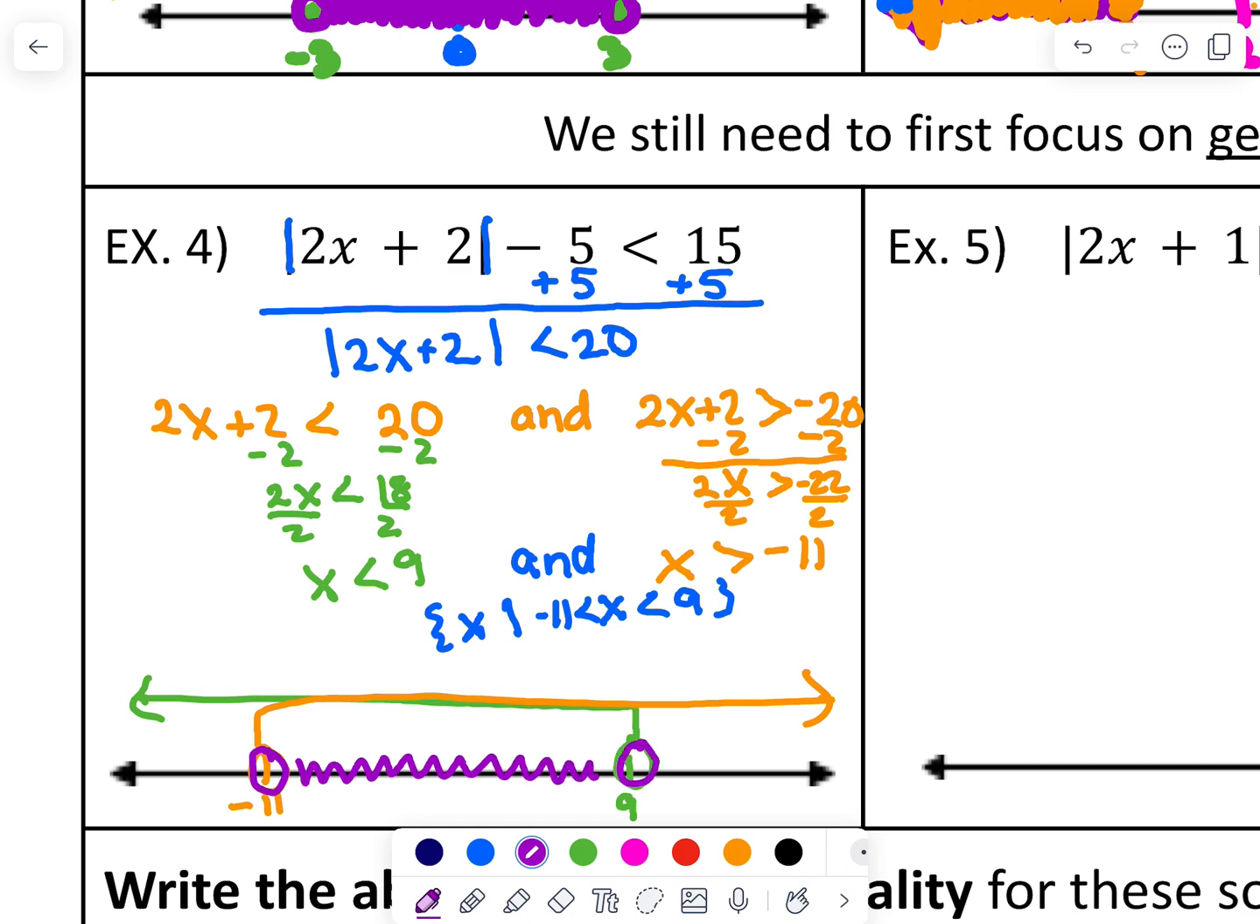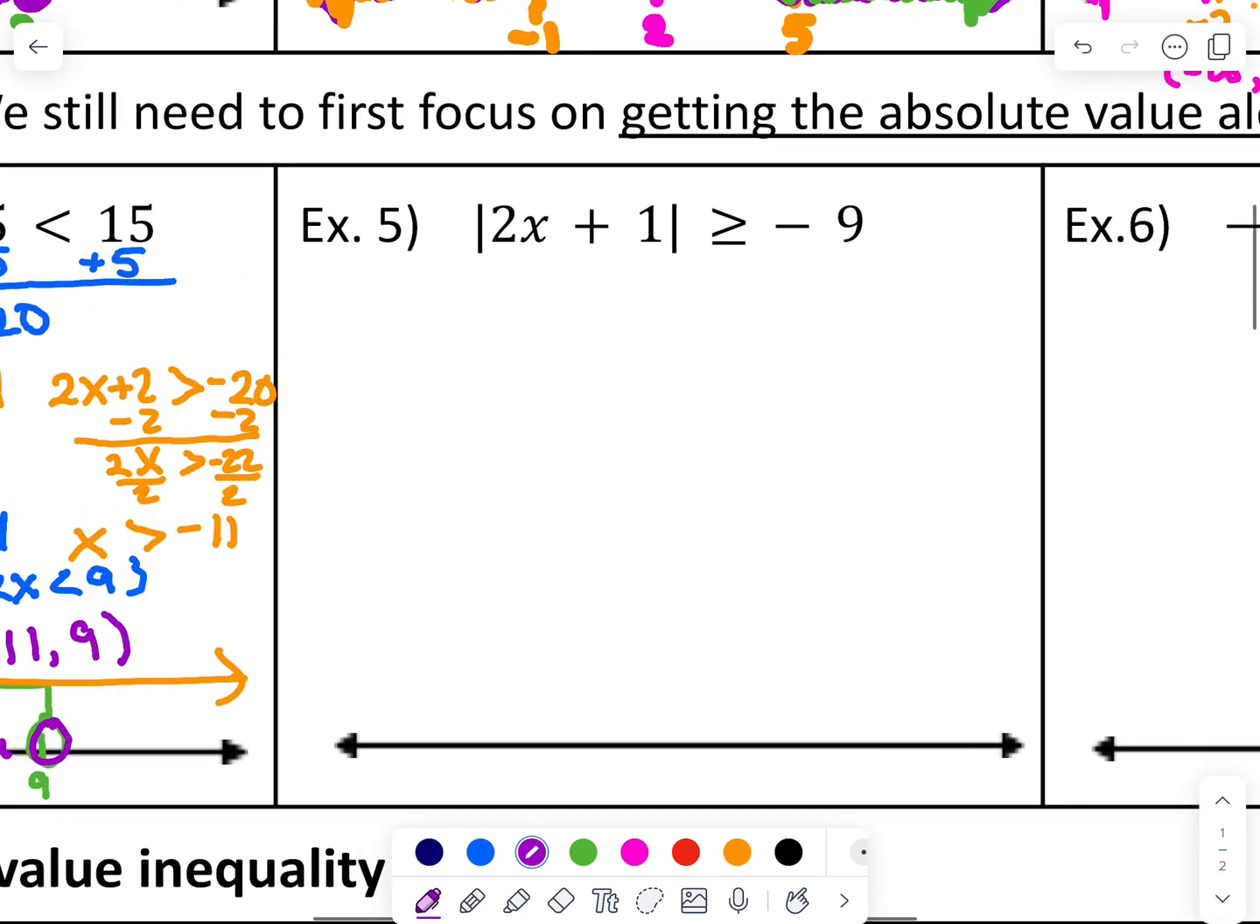Now, how can we write this? We are going to write this as not including negative 11, because that's the first thing that we would get to. And then we don't include 9, because that's also the last thing. So that will be your interval notation. The first one was your set notation. Okay, let's look at the next one.